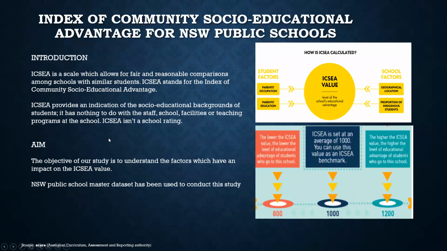So, the introduction. ICSEA is a scale which allows for a fair result comparison among schools with similar students. ICSEA stands for the Index of Community Socio-Educational Advantage. As I mentioned, the objective of our study is to understand the factors which have an impact on the ICSEA values.